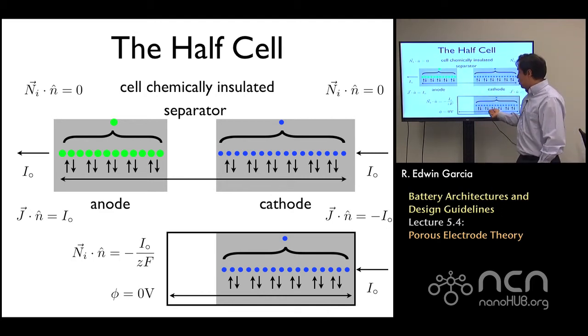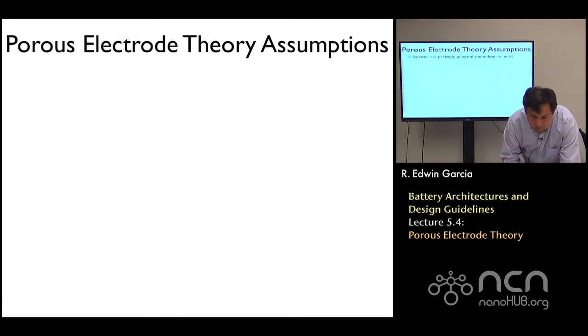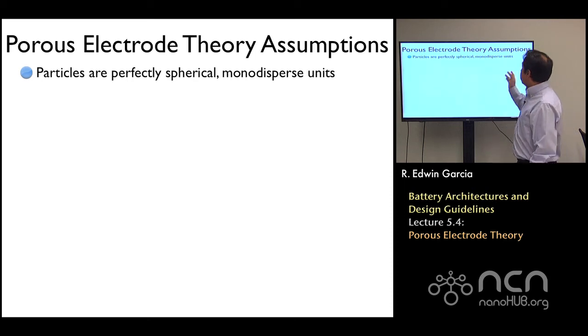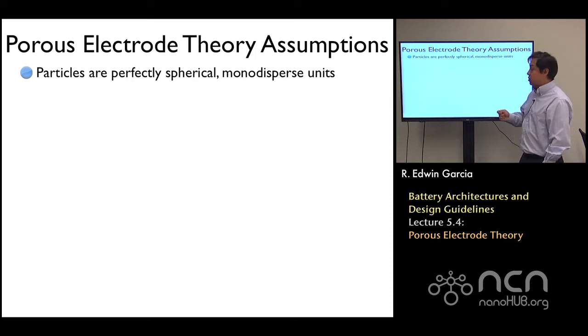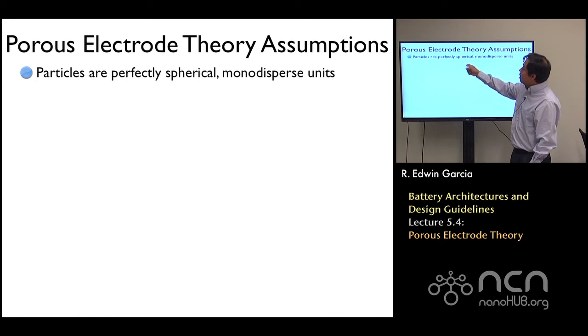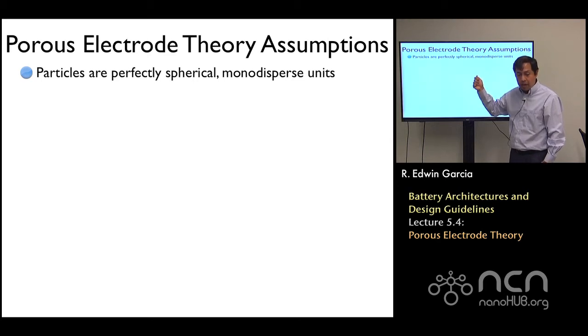What are the assumptions that we're using to describe the system? Because if we don't get the assumptions right, we will not really be solving for the right problem. So in this case, porous electrode theory assumes, as you have seen from the previous slides, that particles are perfectly spherical monodispersed units. We know what the implications of that assumption are in the case of real batteries.